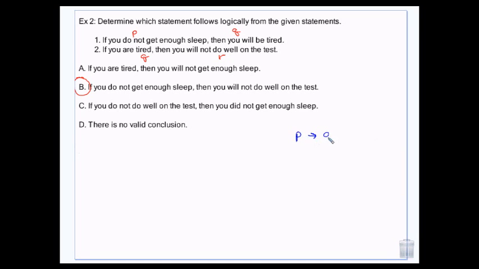So we've got P to Q and Q to R, and we take that out and just go straight from P to R. So if we do not get enough sleep, you will not do well on the test. This is valid. These are not.